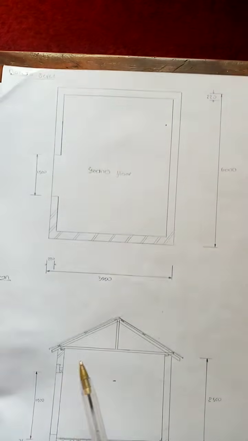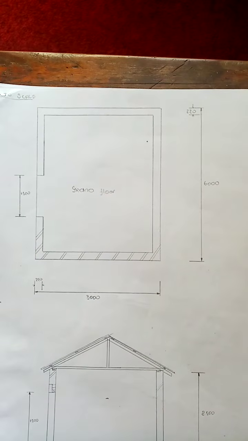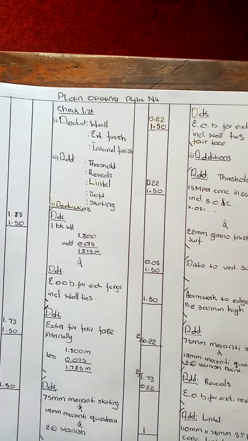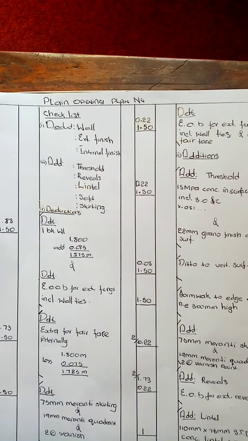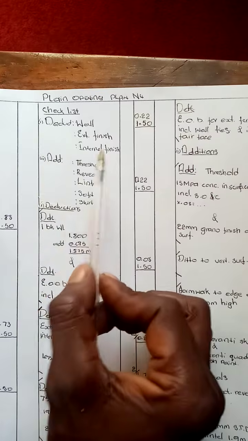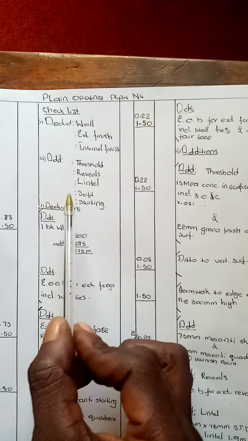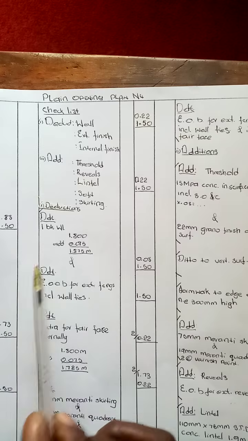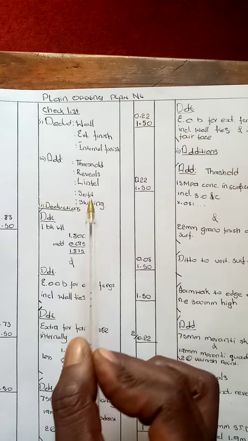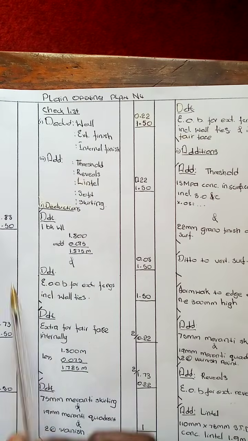Now, let us take off the plane opening, including all the adjustments. As usual, we start with the checklist. Number 1, we deduct wall, external finishes, we deduct internal finishes. And number 2, we add threshold, reveals, lintel, soffit, and skirtings. Now, let us start with our deductions.